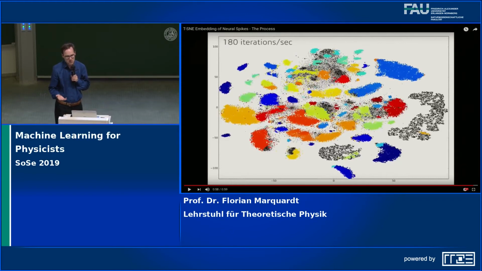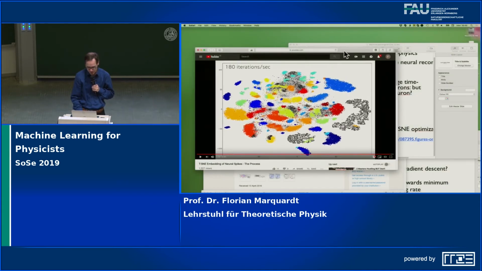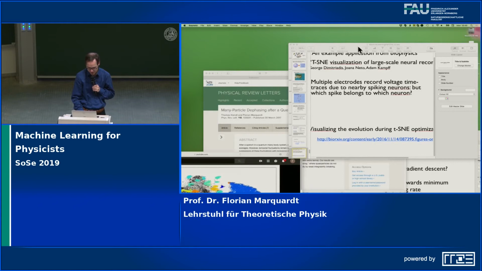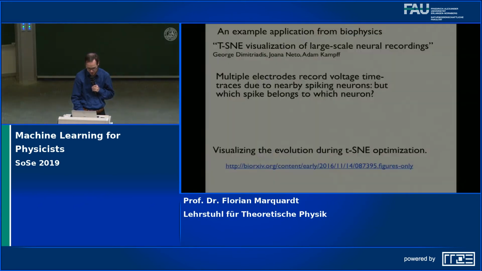Because after all, this is a nonlinear technique, and small differences can have, as a result, a large change in the output. So you need to be aware the detailed shape maybe doesn't matter so much, but whether points are in a joint cluster or not, that can tell you something. So if you exercise a little bit of caution, then this is really useful. Okay.